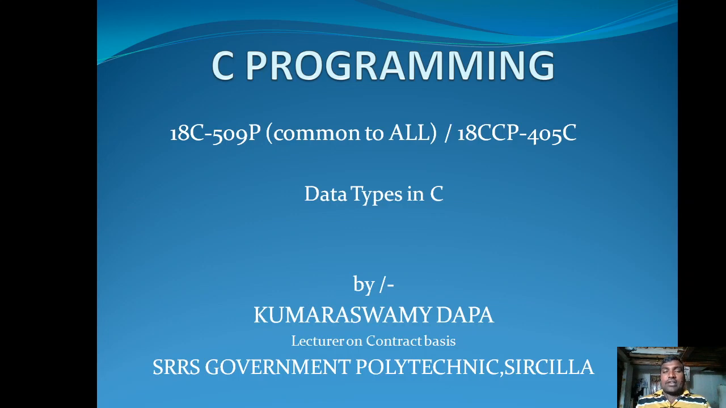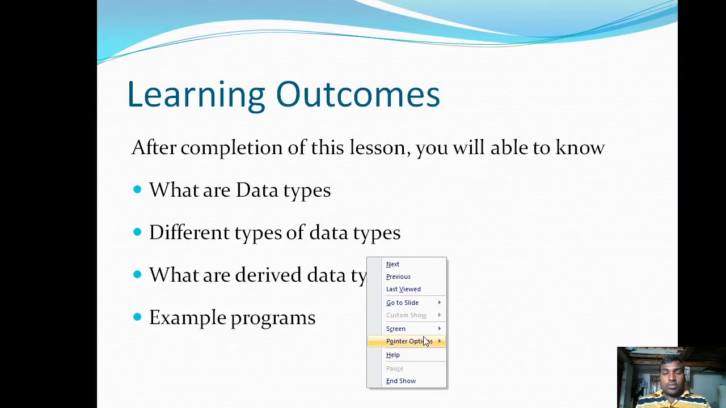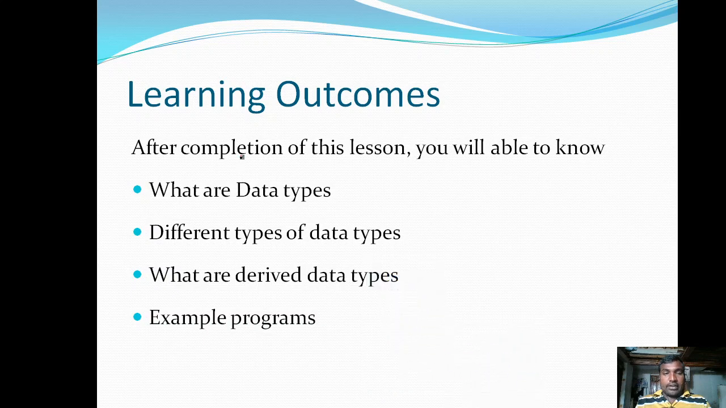And today we are going to learn about the data types in C Programming. Okay, so coming to the learning outcomes of this session. After completion of this session, you will be able to know what are data types and different kinds of data types available in C programming, and what are the derived data types available in C programming, and some example programs that are associated with these data types and derived data types. Okay, so this is about today's session.